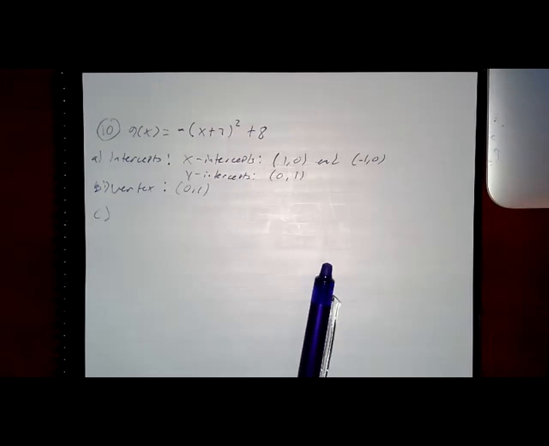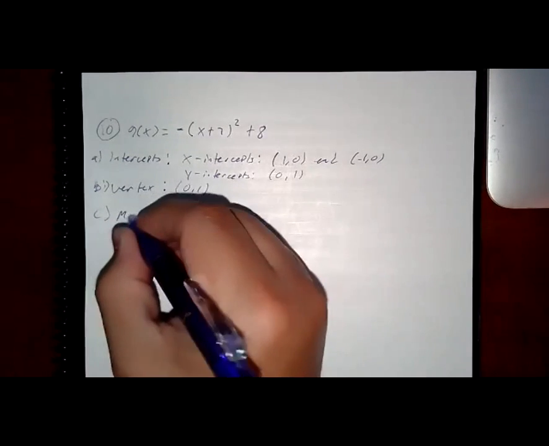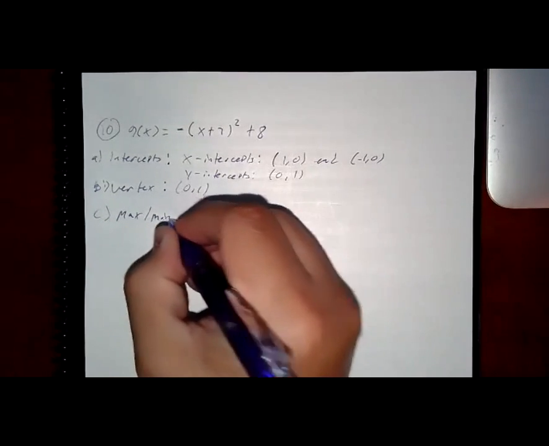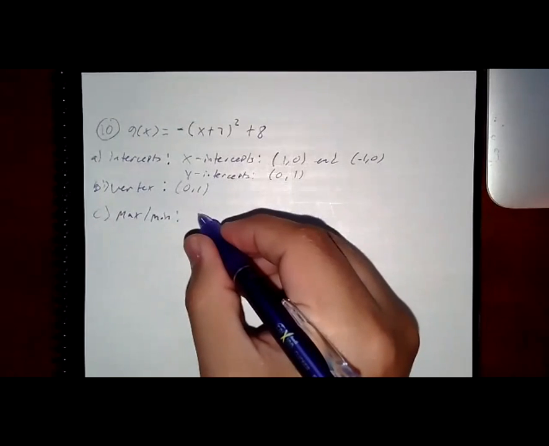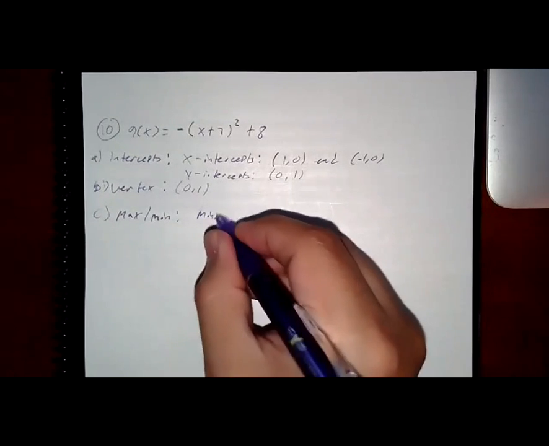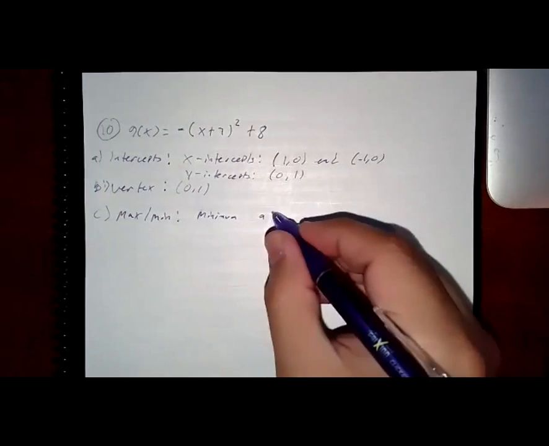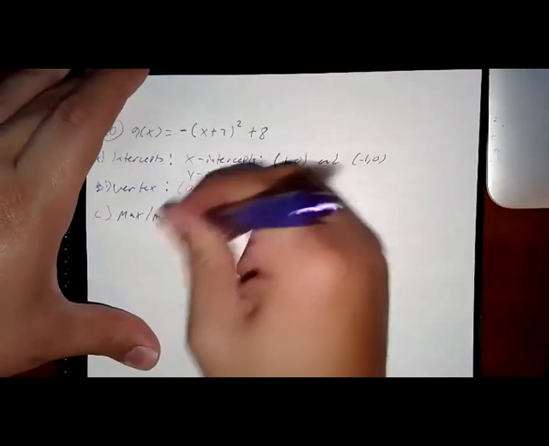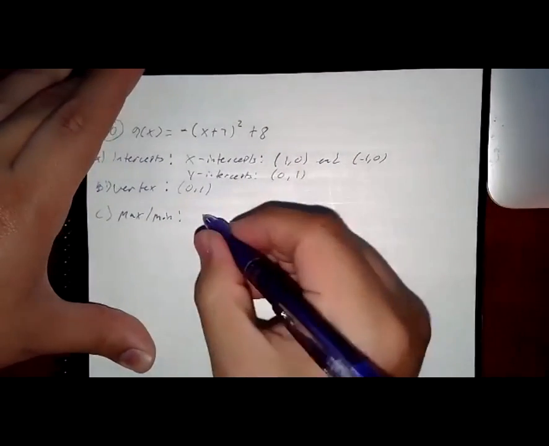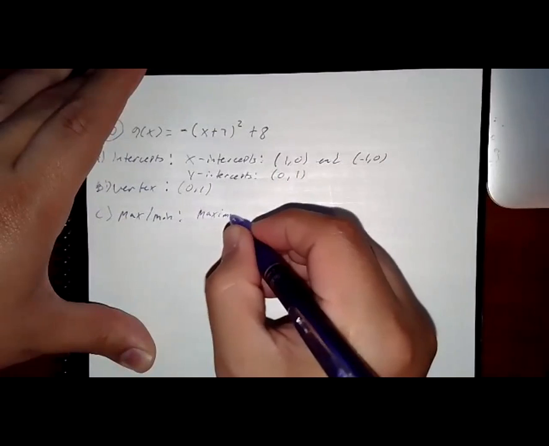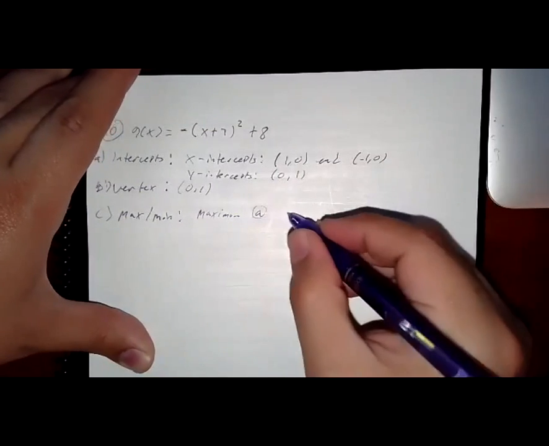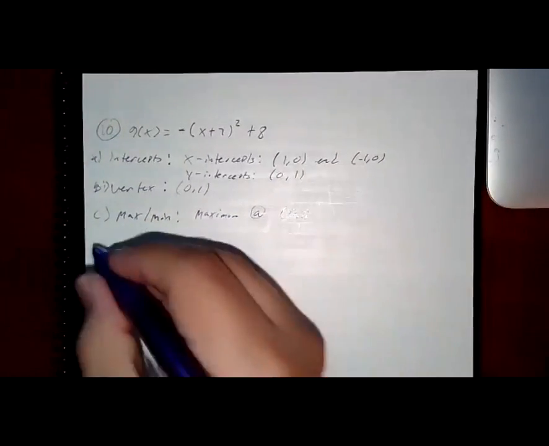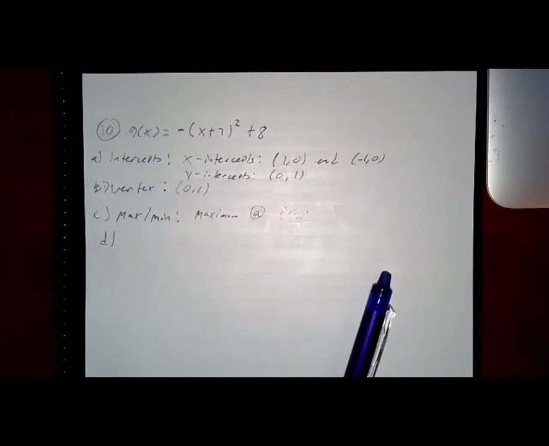Okay, part C, max or minimum, right? That's the same as the vertex. That happens at the vertex. So we have a minimum because it's opening downward. I'm sorry, maximum, because it's opening downward, not minimum. Maximum at 0, 1. So you've got to make sure you know which one it is, right?